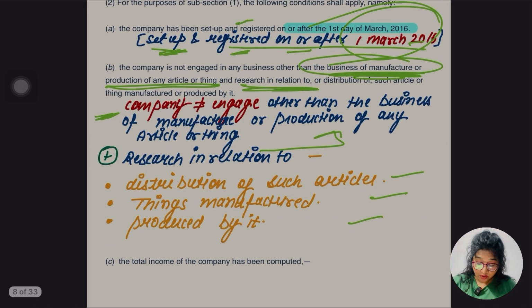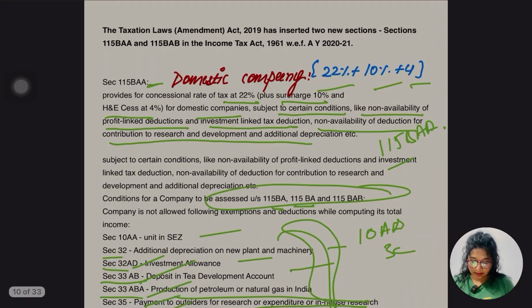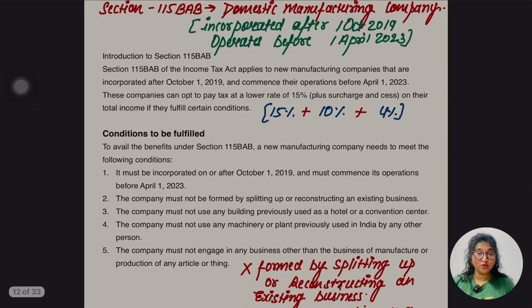And what was written here, that the company which is engaged in manufacturing and all. Do you remember the things which were mentioned in the section? Hope so. Let's continue with the further sections. Up to this, hope everything is clear to you guys. Now let's go for BAB.